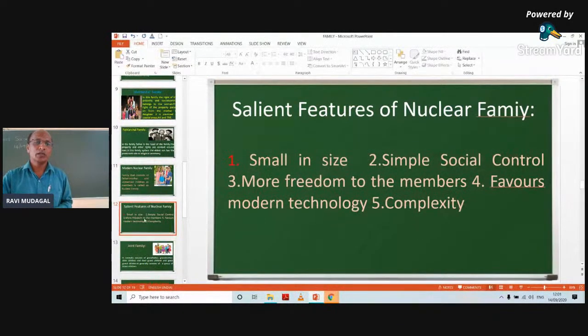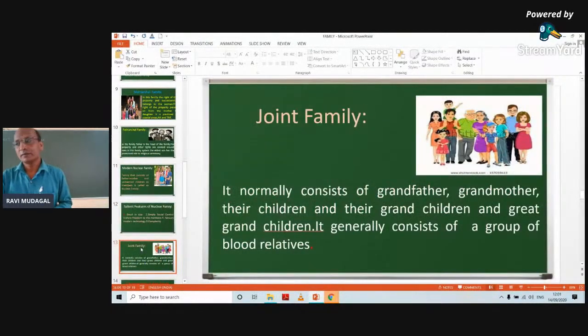Dear students, let's move on to the next family, joint family. What do you mean by joint family? This is joint family. Can you see joint family in our society, in Indian society, or in foreign societies? Till today, in villages, we see joint families. Sometimes in cities, we see some joint families. But most of the time, we see nuclear families. The meaning of joint family is here.